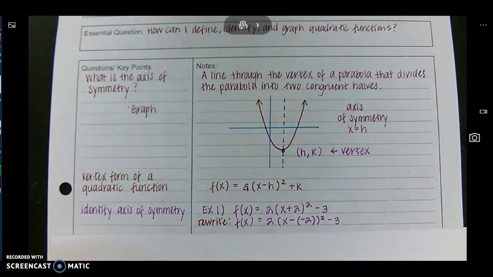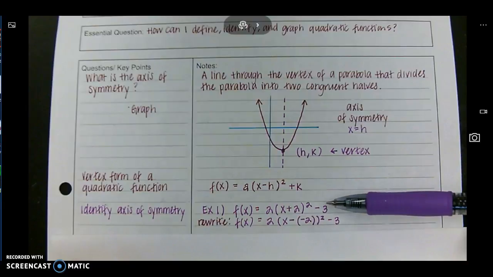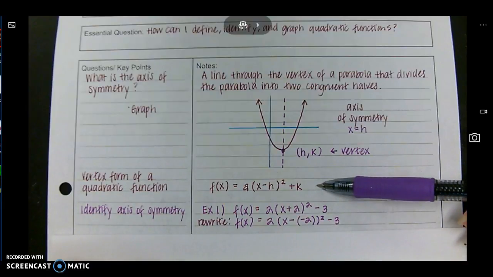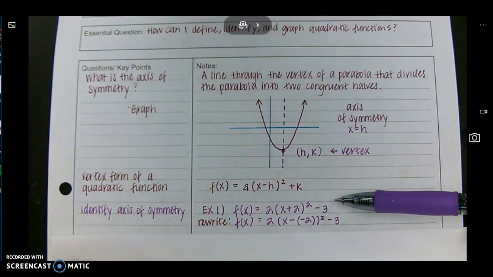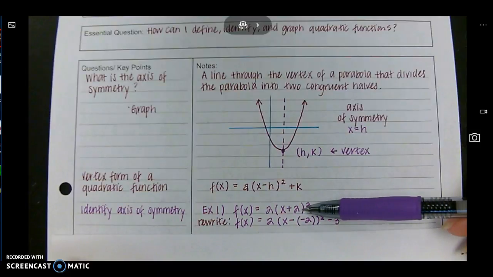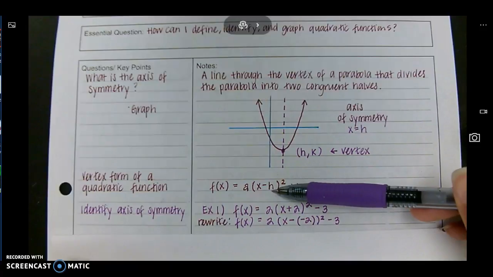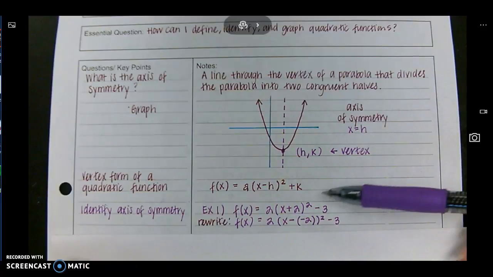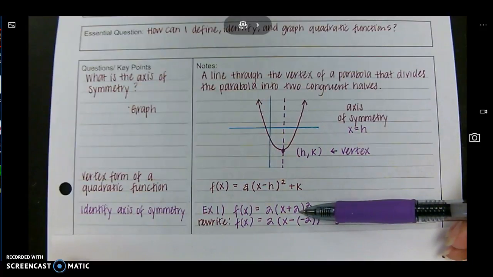We're going to look at an example of how we identify the axis of symmetry if we were given a quadratic function that was written in the same vertex format. So here in this example, you can go ahead and write this down. f of x equals 2 times (x plus 2) to the second power minus 3. Now, just looking at it off the top, you would think that the answer for your axis of symmetry, x equals h, is 2, but it's not.